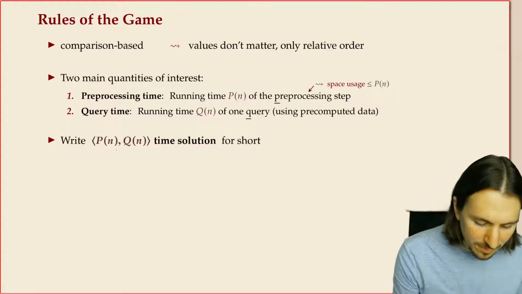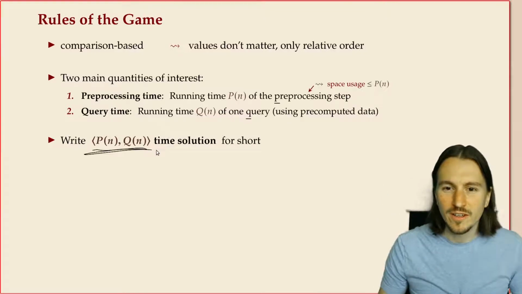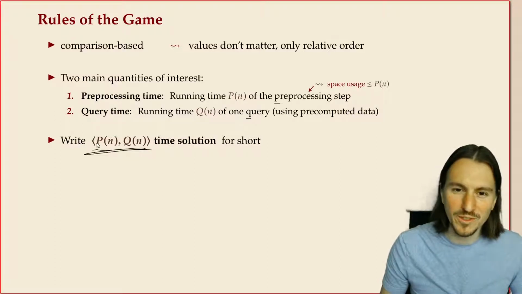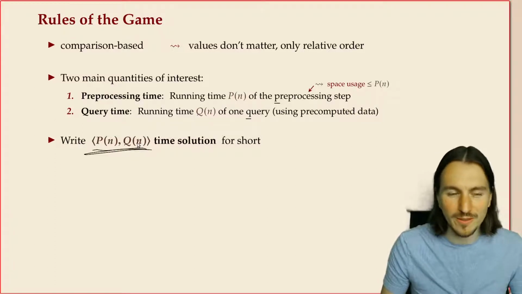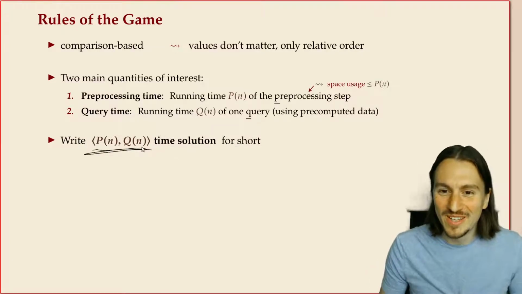A little piece of notation here is these angle brackets, because we have two times. We want to make clear which one is which, so I'll always give the pre-processing first and then the query time, because pre-processing comes before query. That makes sense, I hope. And so we'll just write this as a shorthand notation.